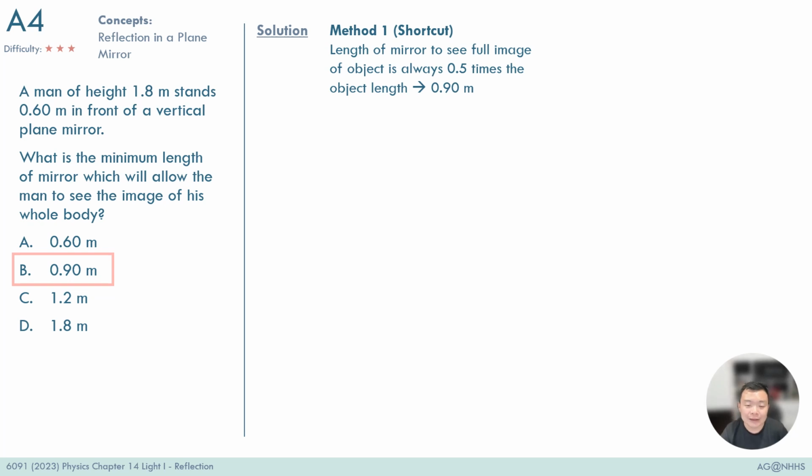Now, I personally do not like this method because if I change the location where I see the mirror, the answer might not be a factor of half. This will show up in a later question in your worksheet actually. So therefore, let's learn the proper method of solving this, because this method is always the same.